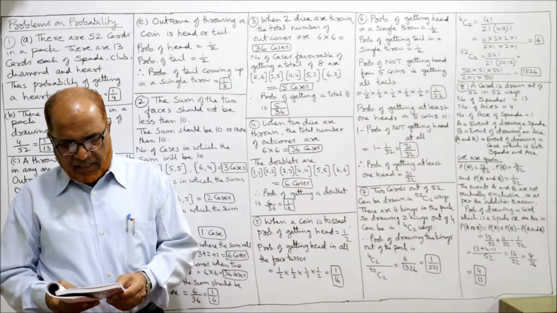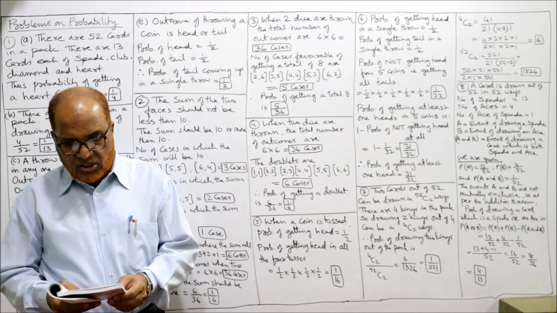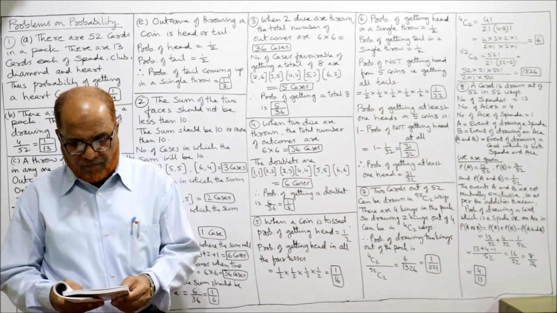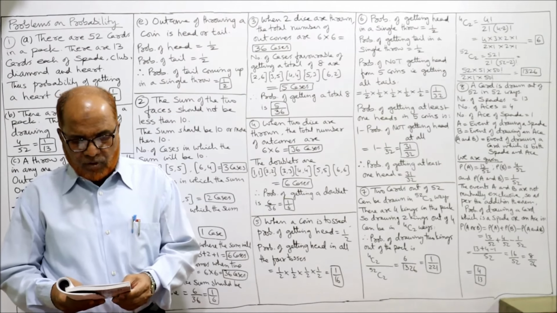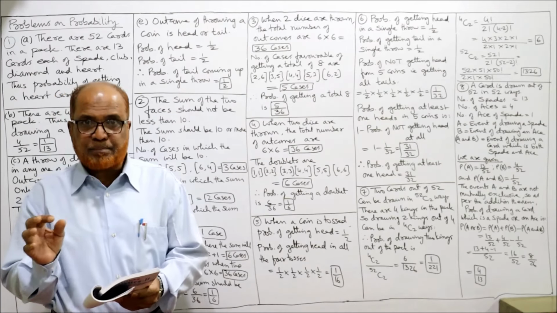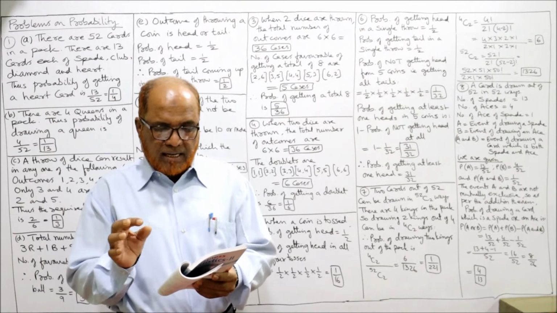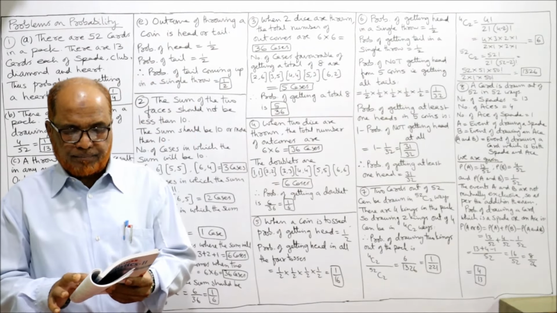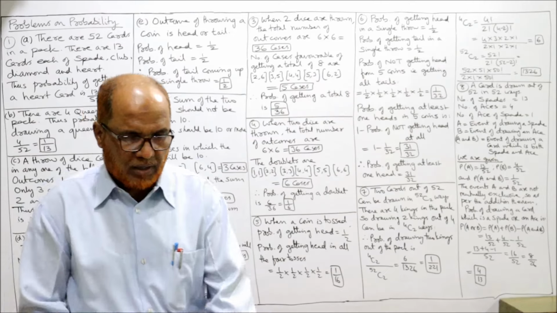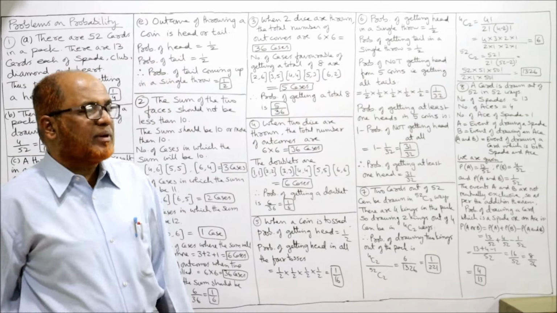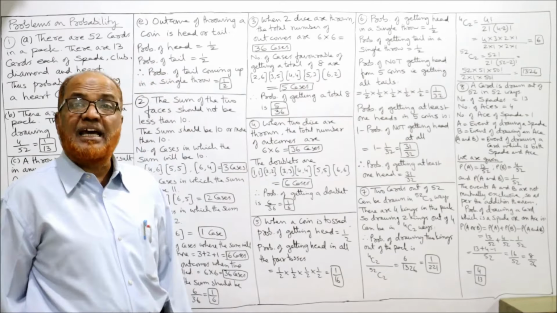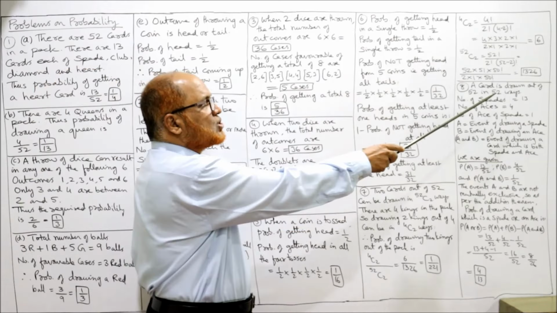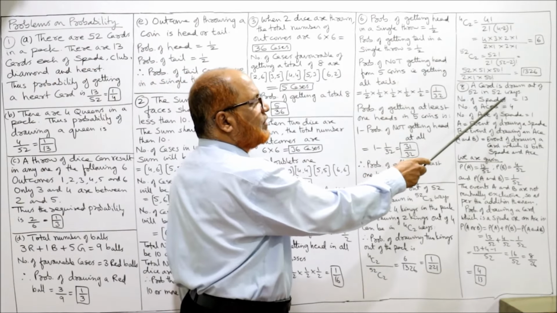What is the chance of picking a spade or an ace not of spade from a pack of 52 cards? So you must know how many spades are there, how many aces are there. A card is drawn out of 52 in 52 ways.